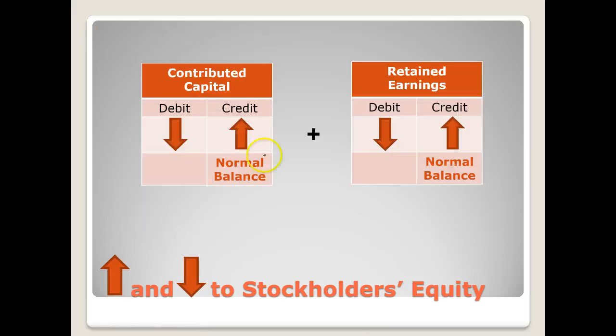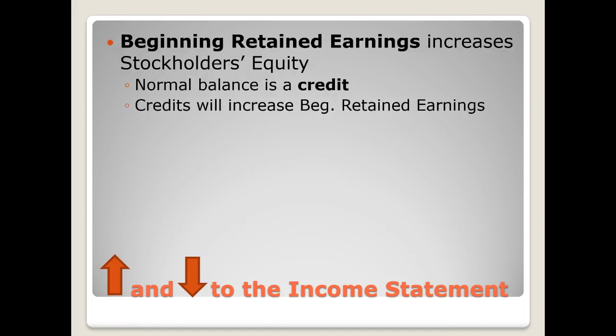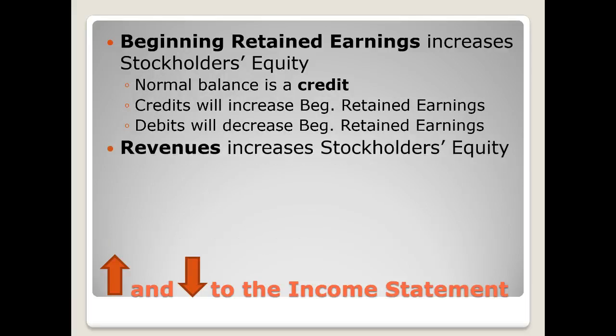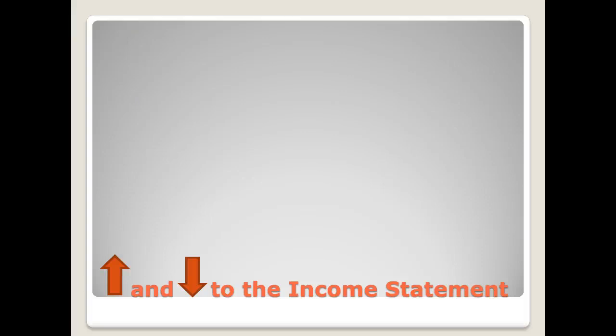Contributed capital: credit normal balance. Retained earnings: credit normal balance. The beginning retained earnings amount increases stockholders' equity, so its normal balance is a credit. And any debits will decrease it. Revenues increase stockholders' equity because they increase net income and they increase retained earnings. So the normal balance is a credit. Credits increase revenues. Any increase in revenues is a credit entry. Any decrease in revenues is a debit entry.